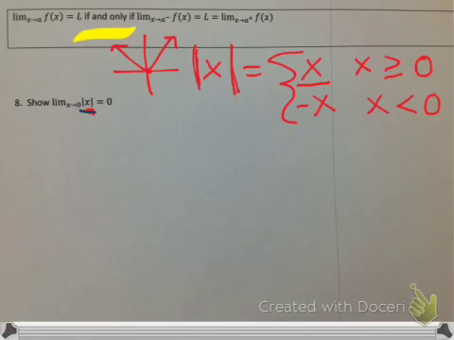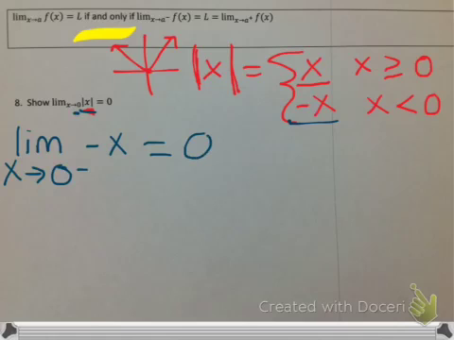Anytime you have absolute value in a limit, you're going to have to find the left side and right side separately. So first I'm going to find the limit as x approaches 0 from the left. Why am I using 0? Because that's what I'm trying to find the limit of. From the left, this equation just becomes negative x, because that's when x is less than 0. Now by using substitution, plug 0 in, my answer is negative 0, which is 0.